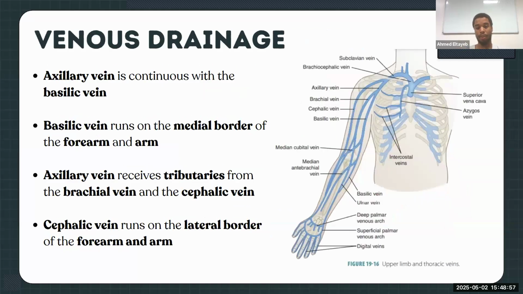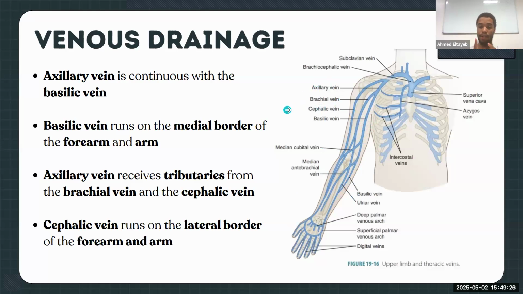Now, venous drainage. The axillary vein receives three main tributaries before becoming the subclavian vein. First, the axillary vein itself is continuous with the basilic vein. The basilic vein runs up the medial border of the arm and forearm, and then it joins with a vein that is quite central. This vein is the brachial vein.